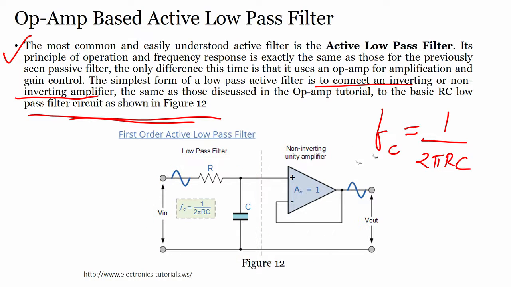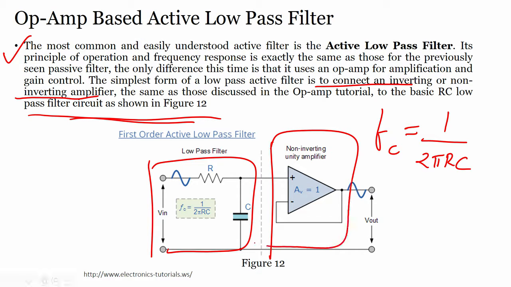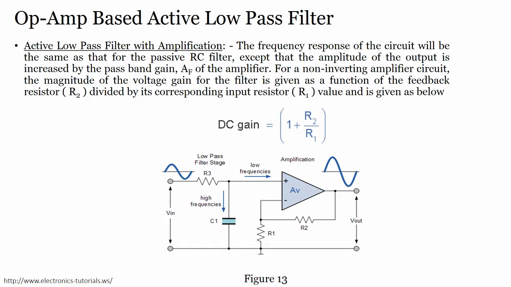This is the case of a unity gain amplifier, but that does not mean that the basic RC will always be connected only with a unity gain amplifier. It can be connected with an inverting as well as a non inverting amplifier as the active component. So, let us go to the next slide and see.